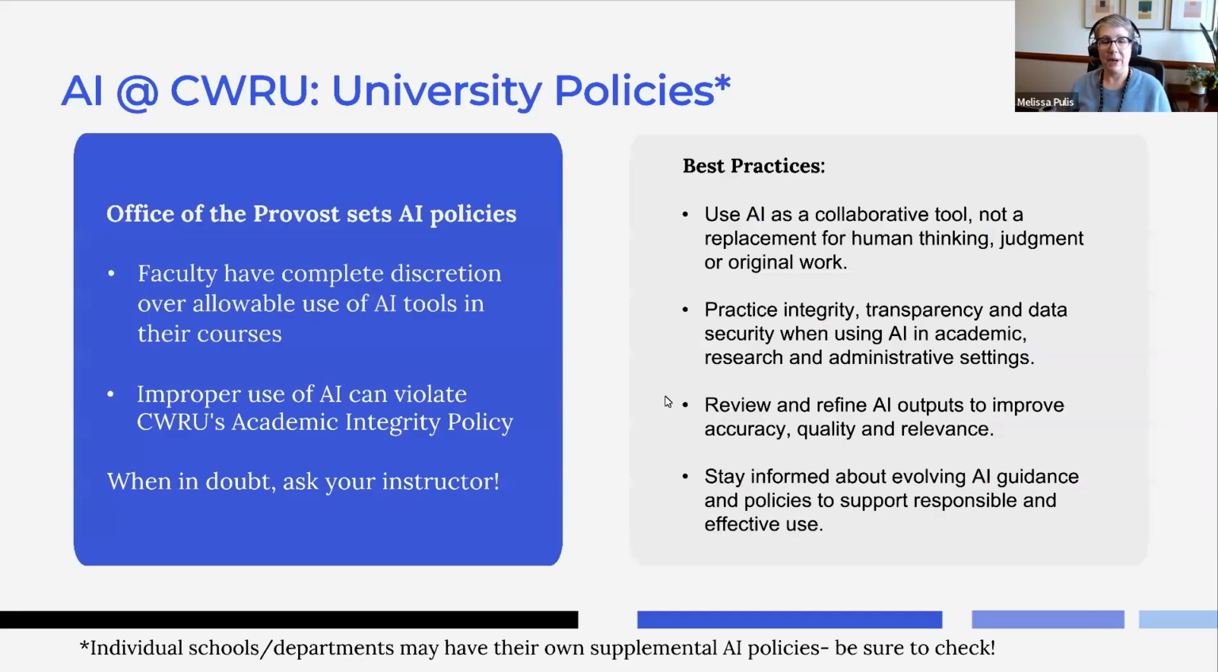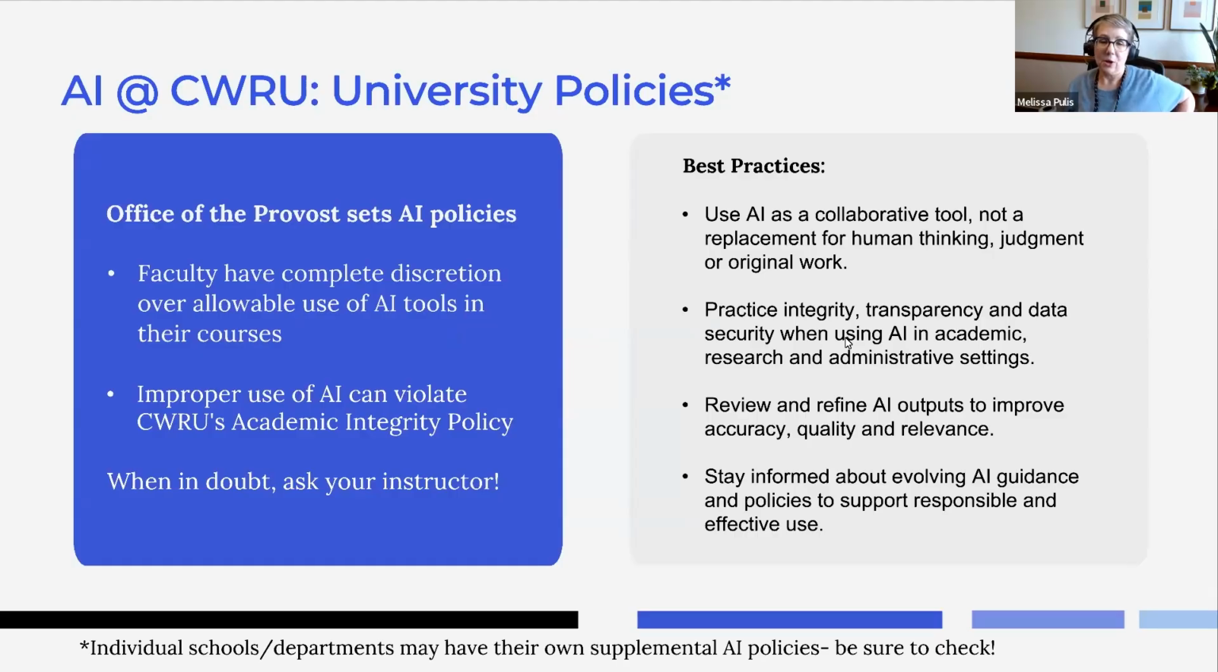So let's jump into some of the policies that I've mentioned. The first one is university policies, which the Office of the Provost sets here at the university. According to the AI policies, faculty have complete discretion over allowable use of AI tools in their courses. Improper use of AI can violate the academic integrity policy. So any students out there, if you're in doubt, ask your instructor what is allowed or what is not. I also want to make a note that some individual schools and departments are working on their own supplemental AI policies. So be sure to check if your school has any specific recommendations that go above and beyond this.